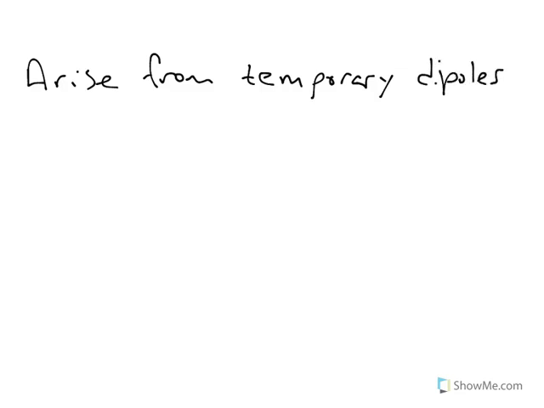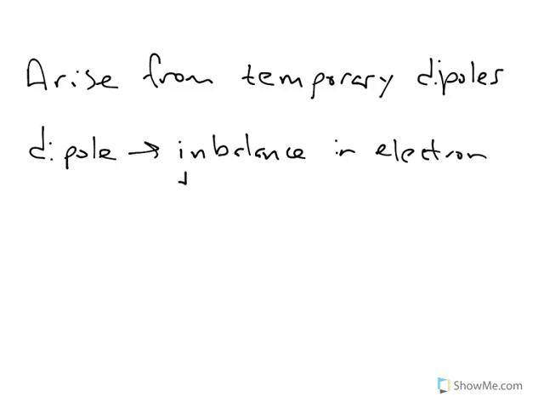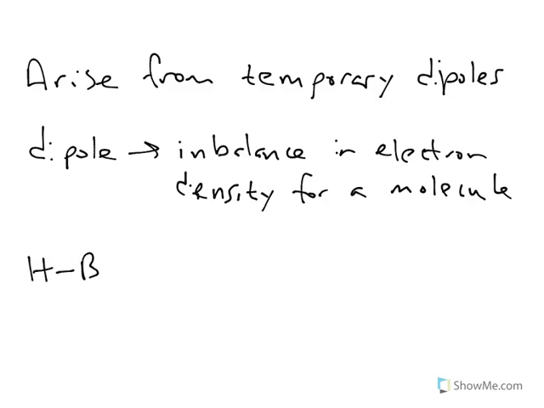All right, so let's just review what a dipole is. A dipole is where you have an imbalance in electron density for a molecule. We look at a very simple molecule like hydrogen bromide, for example.